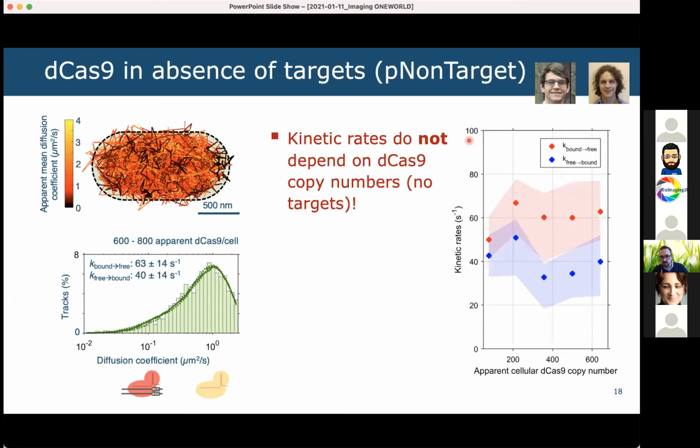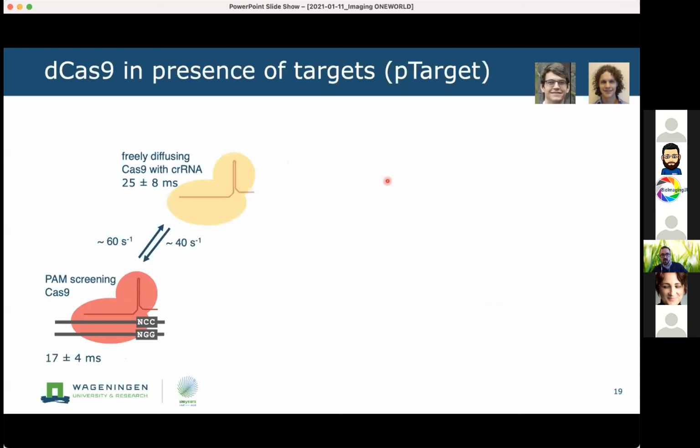And if we now plot the rates as a function of the copy number, then we do not see any change. That makes sense, because even if we have a couple of hundred Cas9 molecules in a cell, we still have hundreds of thousands of PAM sequences, meaning that it doesn't matter how many copies we have, we still have a lot more PAM sequences present in a cell. So there is no influence of the copy number on the kinetic rates. We determined that this interaction takes roughly 70 milliseconds.